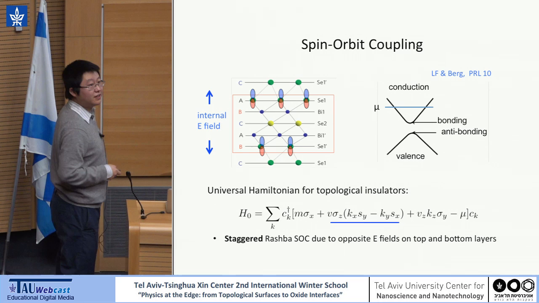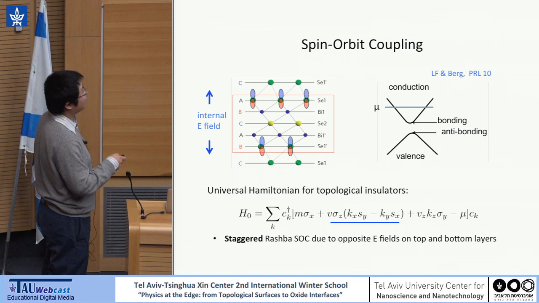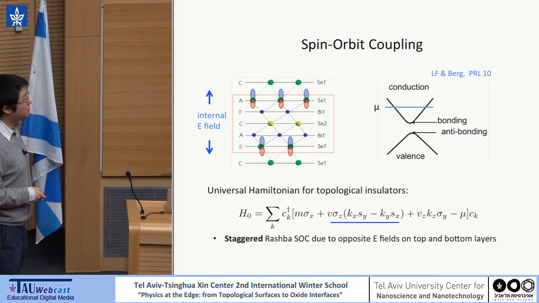And the rest of this Hamiltonian just comes from the interlayer hopping, within the unit cell and between different unit cells. So this naturally leads to the relativistic Dirac Hamiltonian. Okay? So it's derived entirely from symmetry considerations.